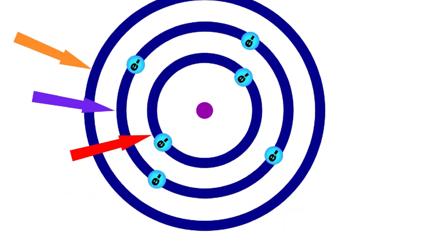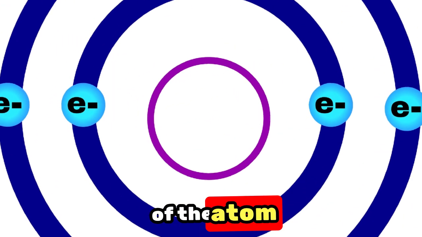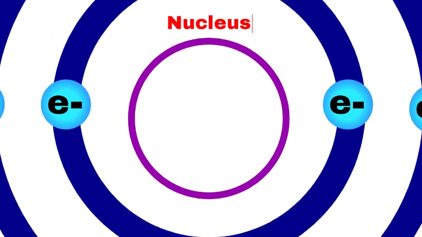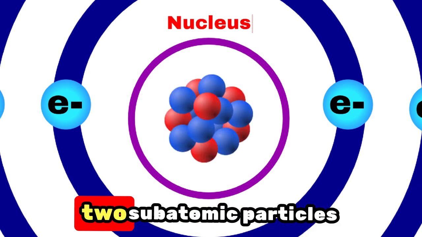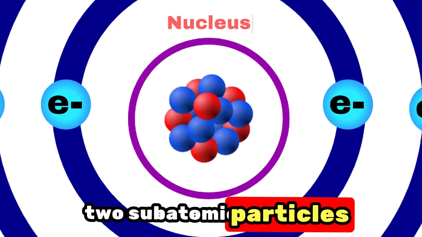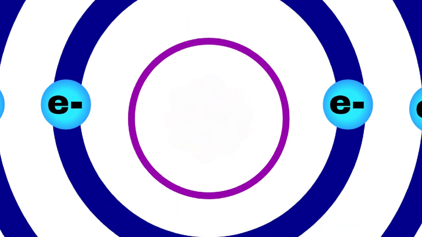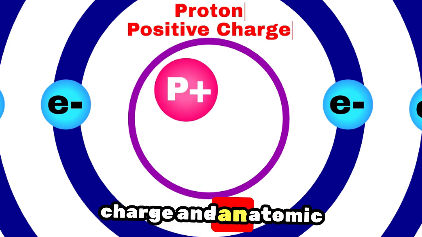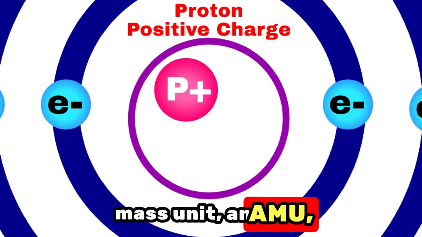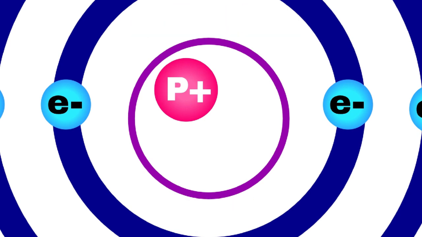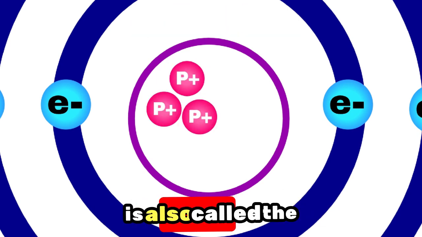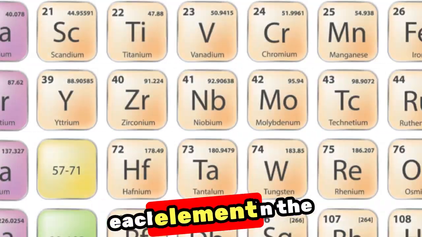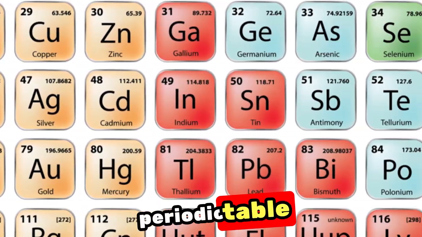Let's take a look at the centre area of the atom. The centre area of an atom is called the nucleus, and this is where you'll find the other two subatomic particles. The first of the two is called a proton. It has a positive charge and an atomic mass unit, an AMU, of 1. The number of protons is also called the proton number, which identifies each element in the periodic table.